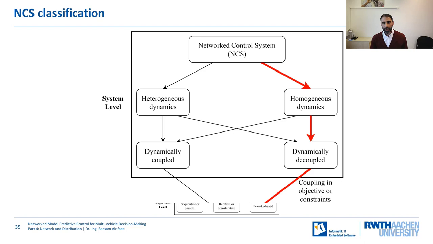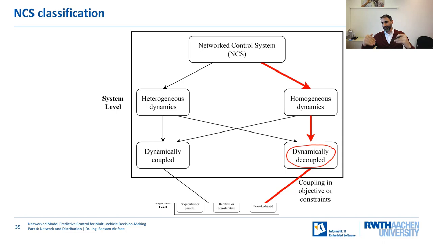So the next step is to look at the coupling between the agents, and we look at dynamically decoupled agents. Dynamically decoupled means that the agents are not physically coupled with each other, but we couple them for our interest, for a certain target, goal, however you define it. Vehicles are an example for dynamically decoupled agents. If you accelerate one vehicle, the other vehicles don't accelerate or brake automatically, right? So there is no physical coupling between the accelerations of vehicles.